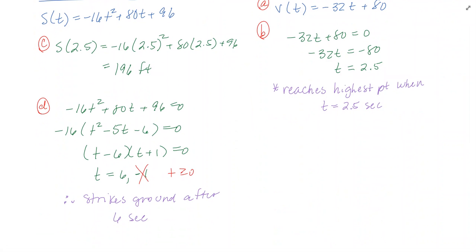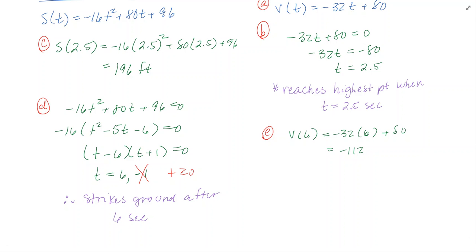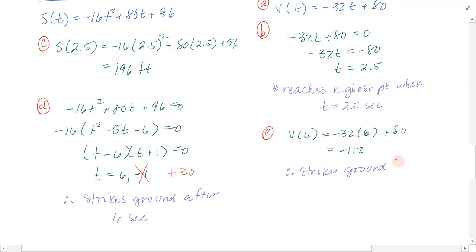So moving back down here, we're going to take the velocity function and evaluate it at 6 seconds. So that would be negative 32 times 6 plus 80. That would be negative 112. Or in other words, this rocket strikes the ground with a velocity of negative 112 feet per second.